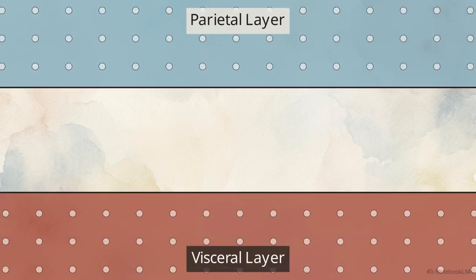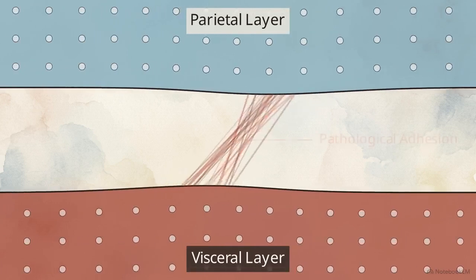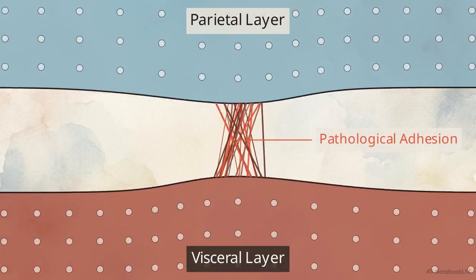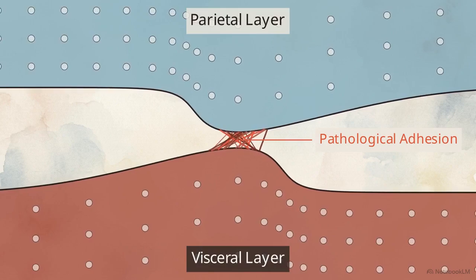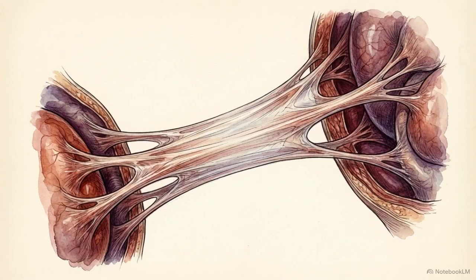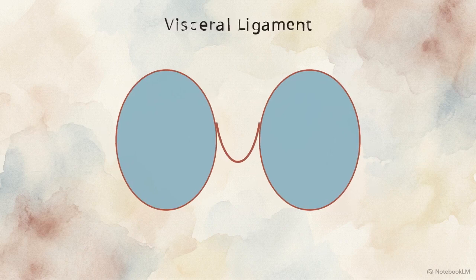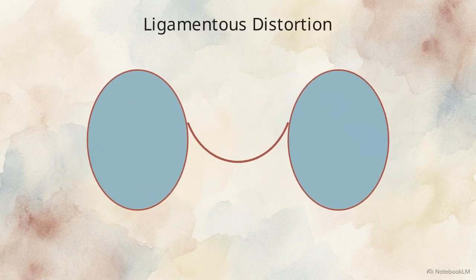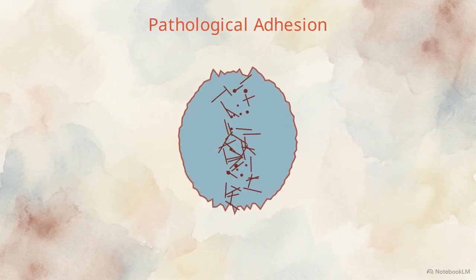They move against each other constantly to accommodate respiration and digestion. A pathological adhesion is a fixed connection between these surfaces. The movement halts and surrounding tissue warps under tension. This is distinct from a ligamentous distortion. Visceral ligaments are natural folds of tissue that tie organs together. A distortion alters their length, while an adhesion glues sliding surfaces into a single mass.